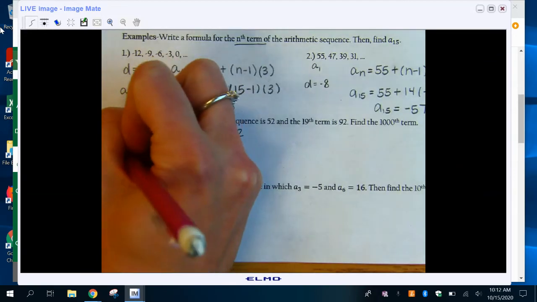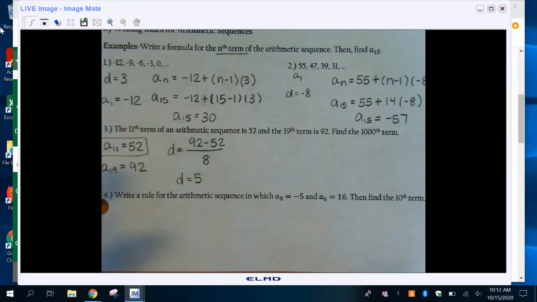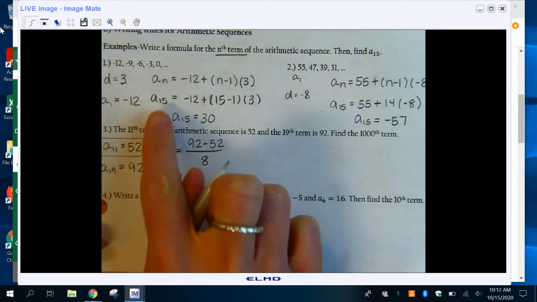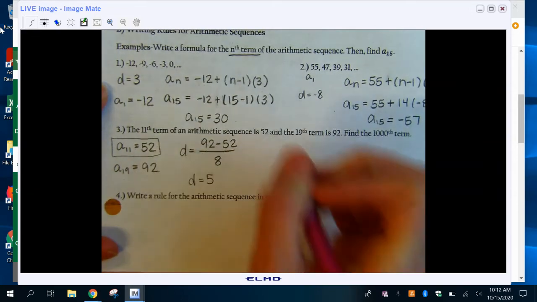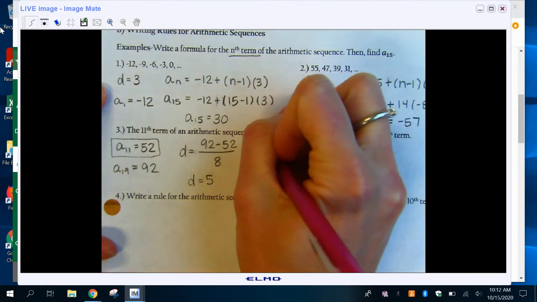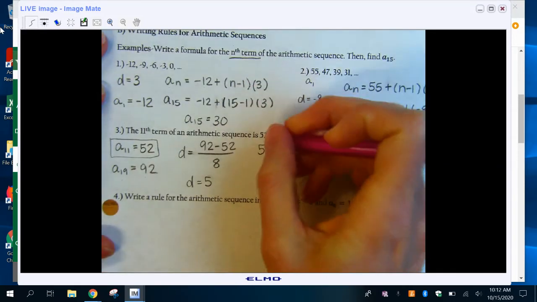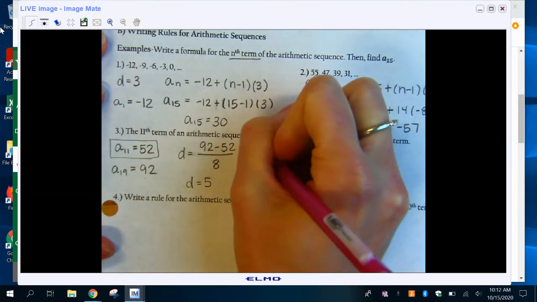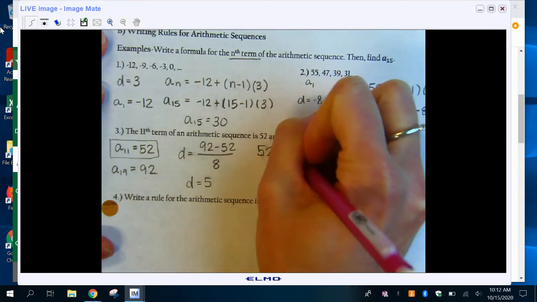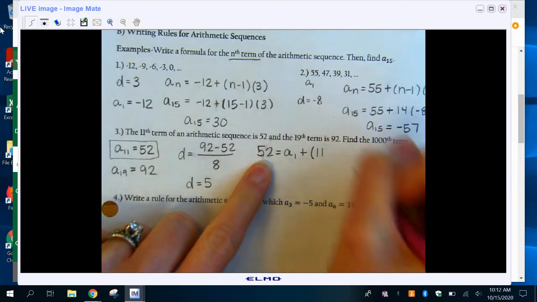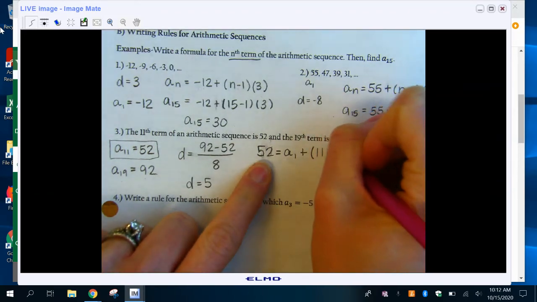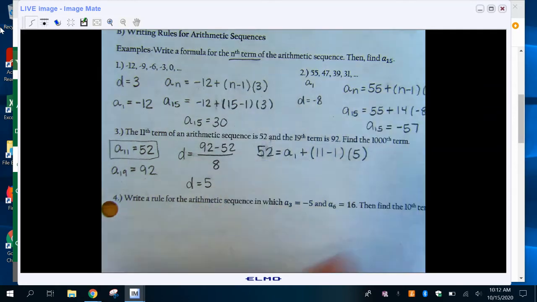So I'm just going to pick one of these terms. Okay. And so remember, this is what the actual term is. So the 11th term is 52. I don't know what the first term is. That term is the 11th one, so that's n. And then d is 5. And so I'm going to solve for a sub 1.